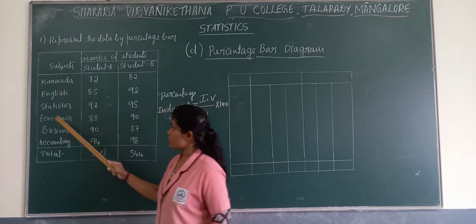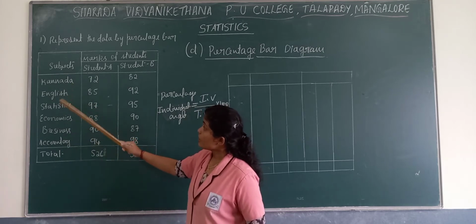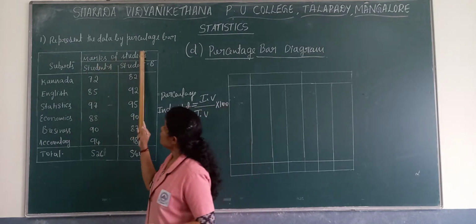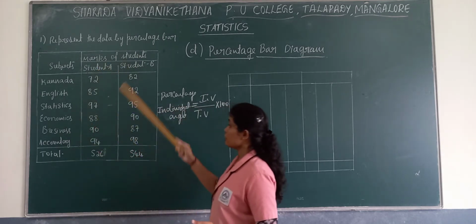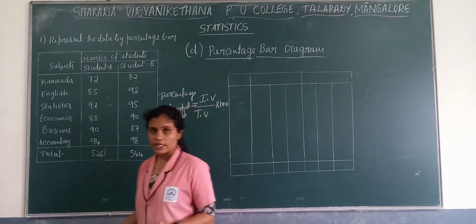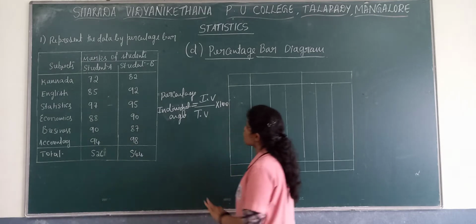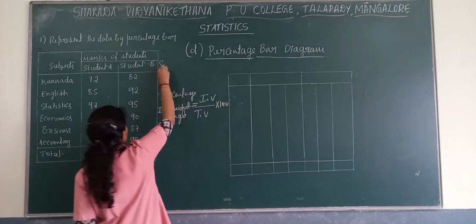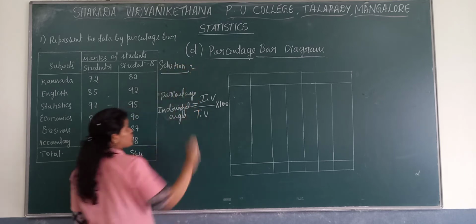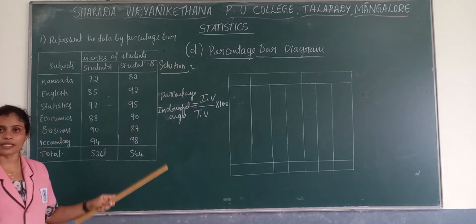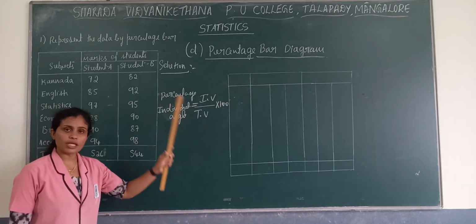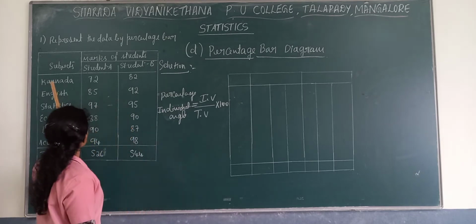Here different subjects, that is Kannada, English, statistics, economics, business and accountancy. Then the marks they have given for student A and student B. Then they have given the total. If they do not provide the total, even we can calculate. But while doing the solution, you need to prepare one more separate table. You cannot calculate through this particular table.